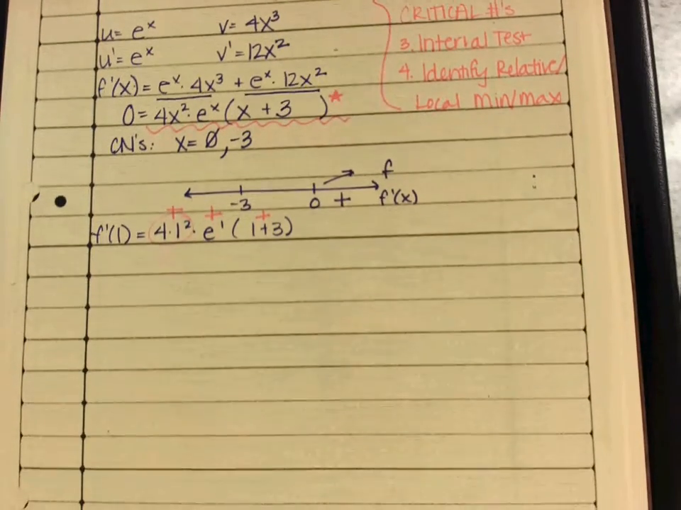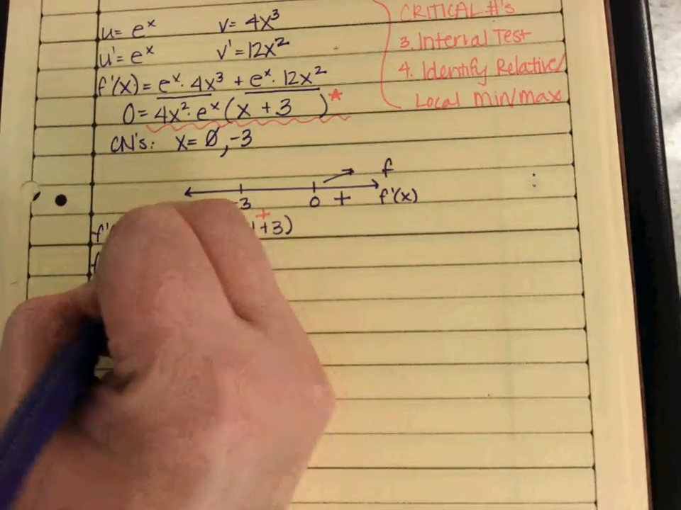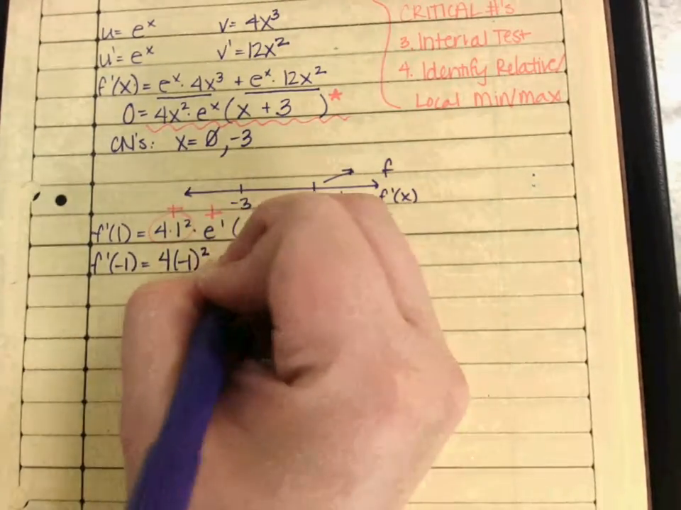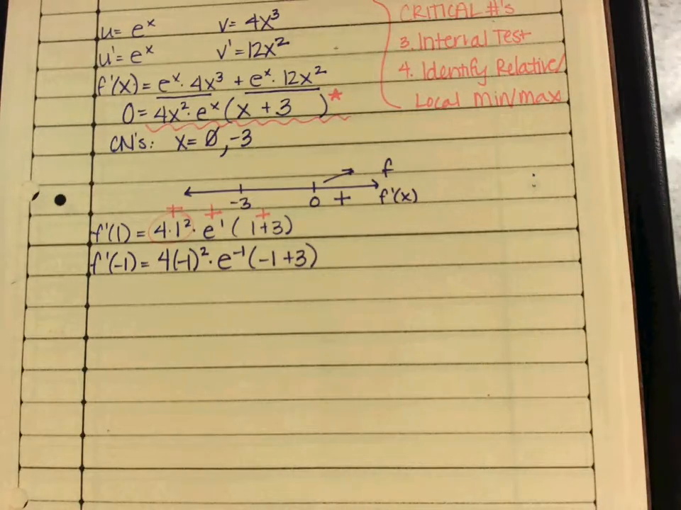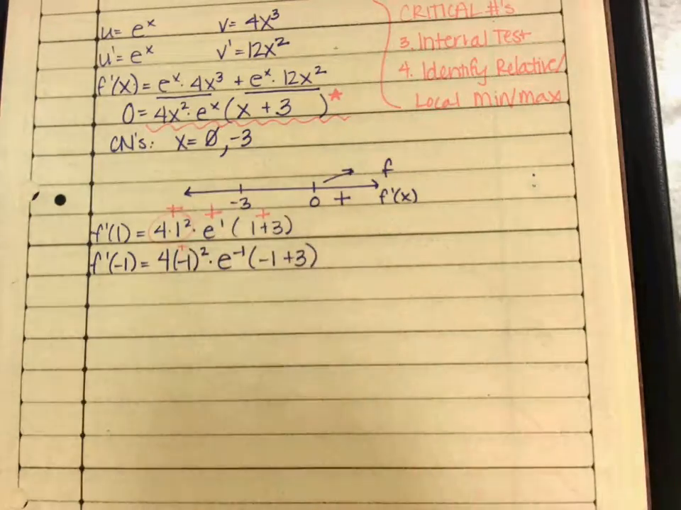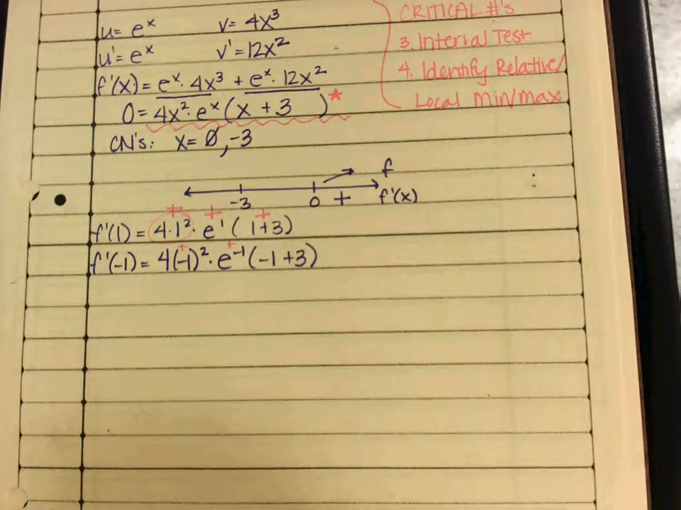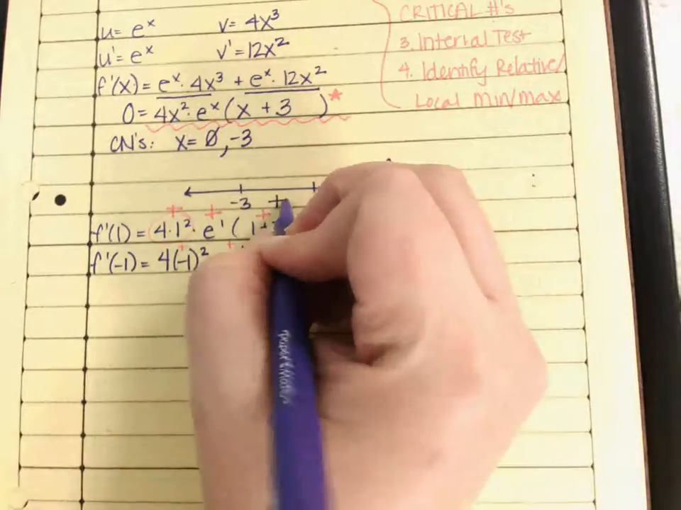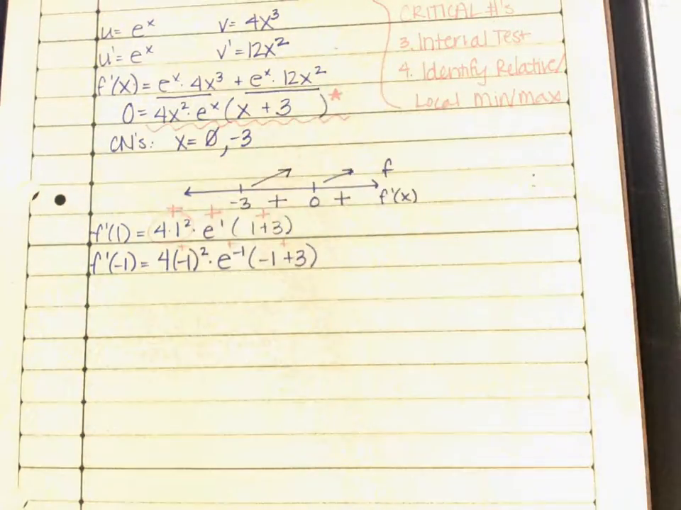Next subinterval between 0 and negative 3, what could I pick? Negative 1, perfect. I'd have 4 times negative 1 squared times e to the negative 1 times negative 1 plus 3. What is negative 1 squared? Positive. What about e to the anything? Still positive. What about negative 1 plus 3? Positive. 3 positives multiply to a positive result, which means that my f is still increasing.